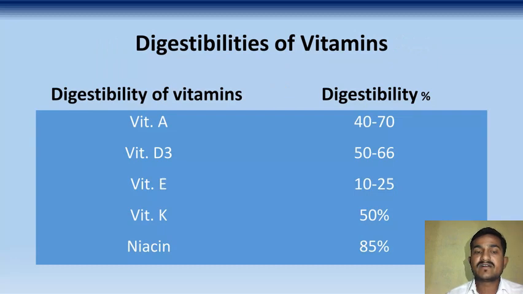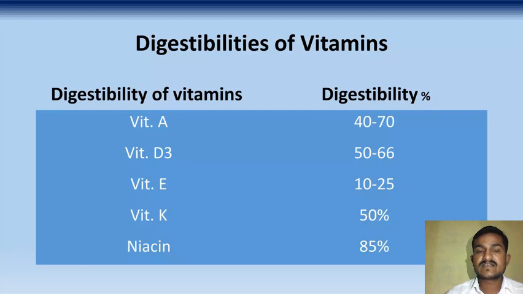Then for the digestibility of the vitamins, there are two columns. The first is the vitamin, and the other column is the digestibility in percentage. The first vitamin has a digestibility of 40 to 70%. Vitamin D3 is 50 to 66%. Vitamin E is 10 to 25%. Another vitamin is only 50%, and niacin is 85%. That is the digestibility of all the fat soluble vitamins.